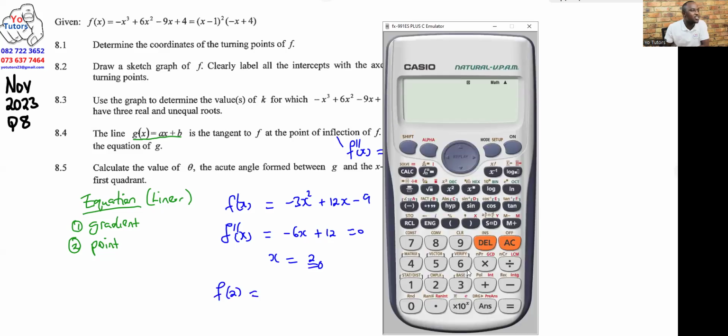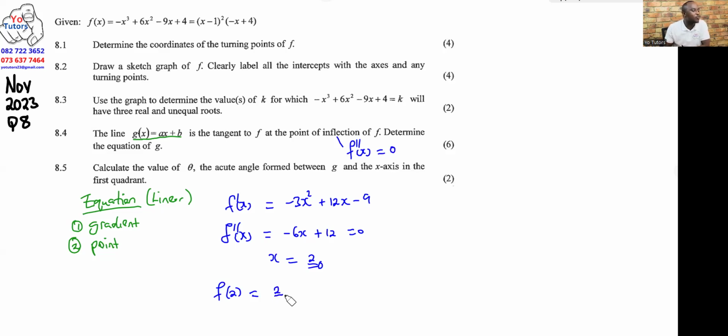So let's see that. We're going to say negative 2 cubed plus 6 times 2 squared minus 9 times 2 plus 4. This is what we get. We are getting 2. So it means that f of 2 is going to also give us 2. So the coordinates, therefore, of the point of inflection are (2; 2). That's our point of inflection.